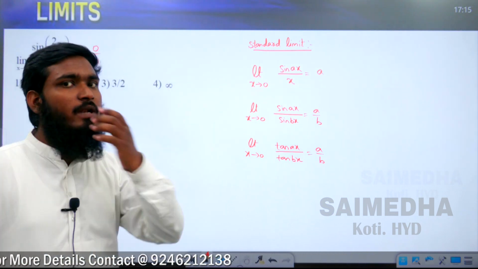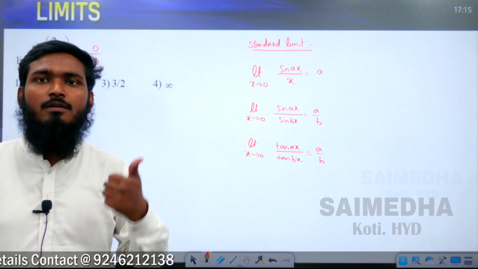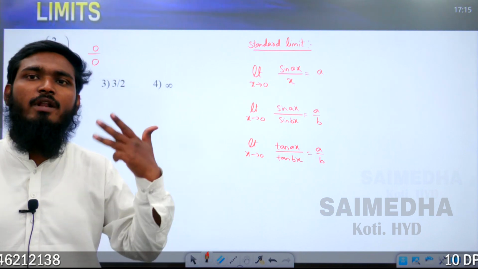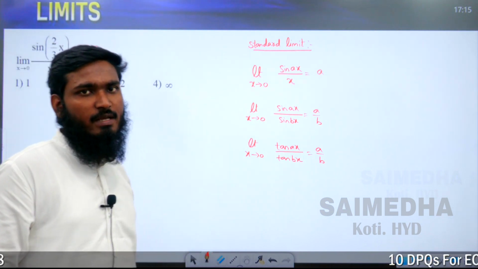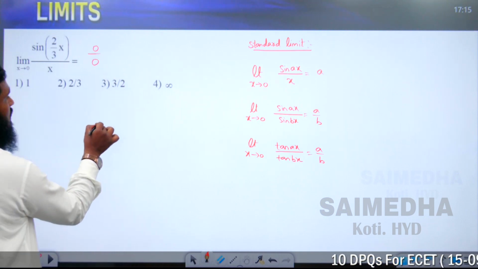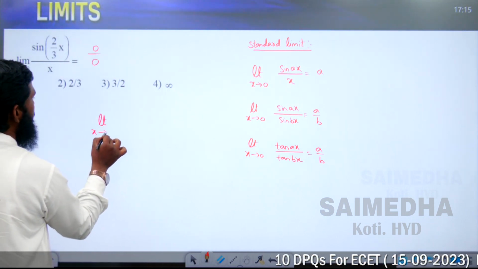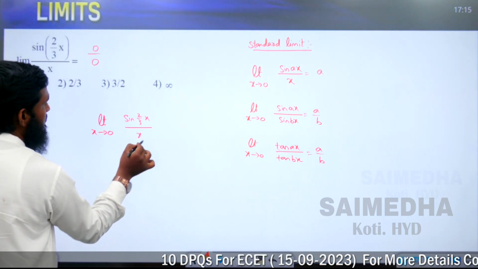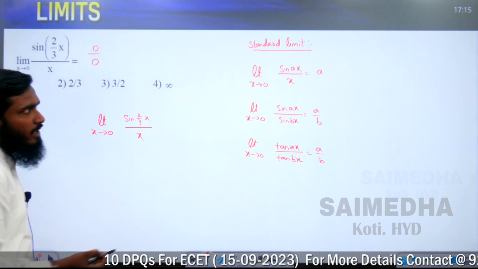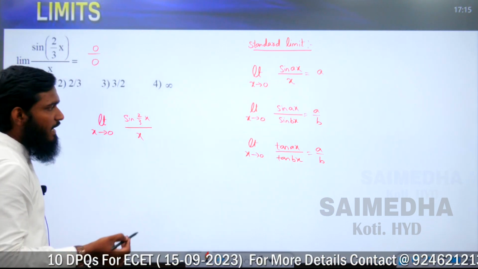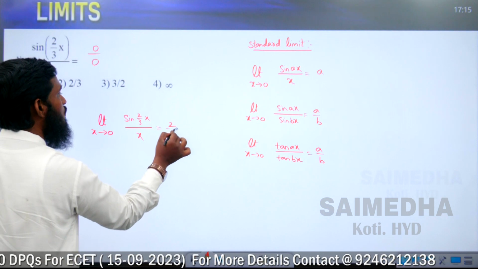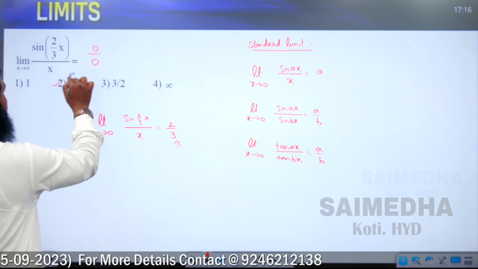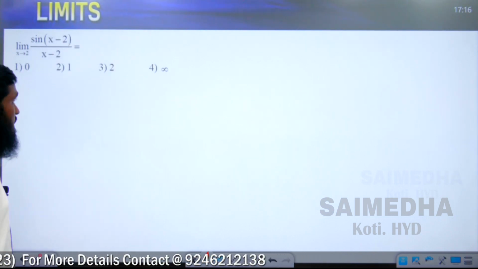All these direct formulae are applicable for inverse trigonometry too. Trigonometry we have already taken, and inverse trigonometry, hyperbolic and inverse hyperbolic will also give the same answers. So according to this, limit x tends to 0, sine 2 by 3 x divided by x looks like sine ax by x. Sine ax by x means the answer is a. So here the a value is 2 by 3. That's it. A very simple question. 2 by 3 means which option is correct? Second option.